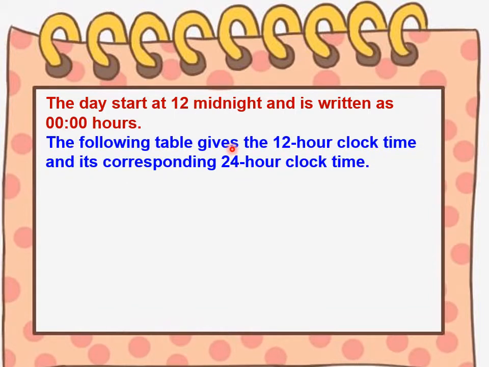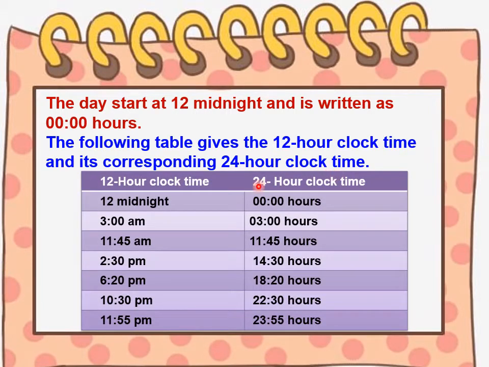The following table gives the 12-hour clock time and its corresponding 24-hour clock time. So this is the 12-hour clock time and this is the 24-hour clock time. 12 midnight, we write 0000 hours. Then 3 a.m., early in the morning, we write 03 00 hours. This 3 indicates the hour and 0 indicates the minute. So 3 hours. Then 11:45 a.m.